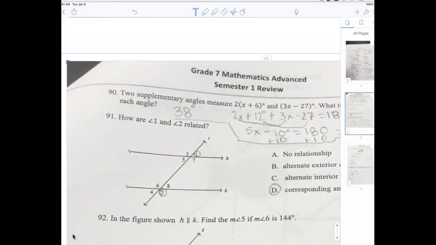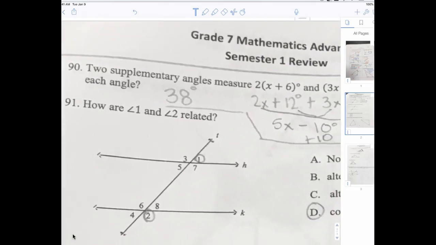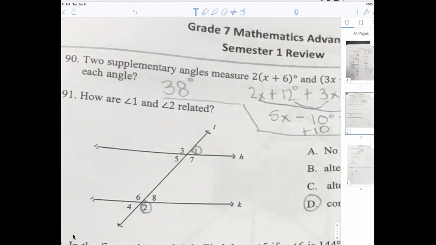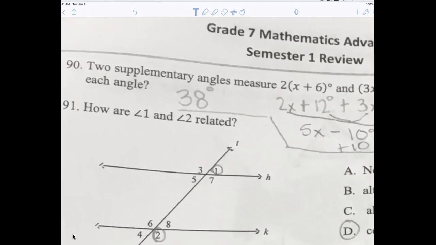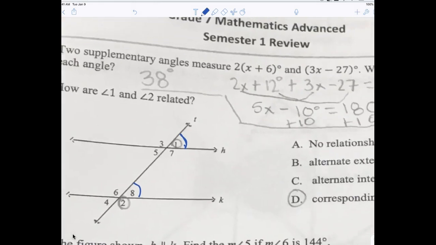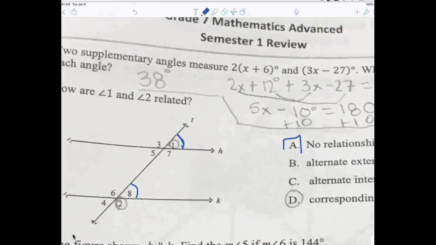How are angle 1 and angle 2 related? I said corresponding. Definitely not. Let me explain corresponding. Angle 1 corresponds to what? Angle 1 corresponds to angle 8. That is correct. So see, there is no relationship. So the correct answer was A, no relationship. You with me?